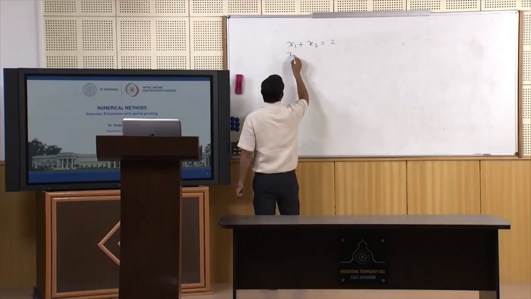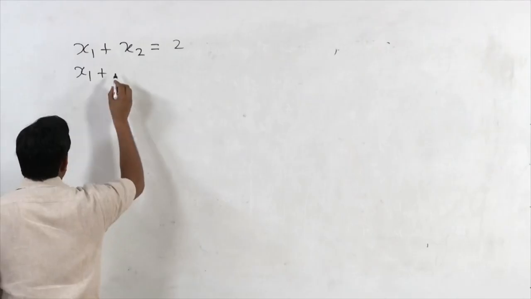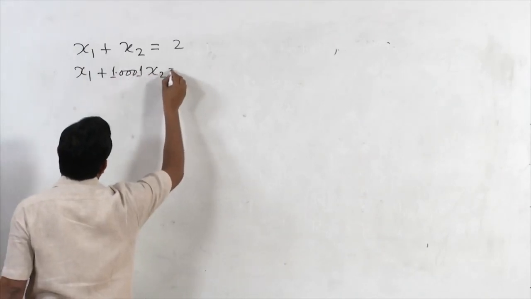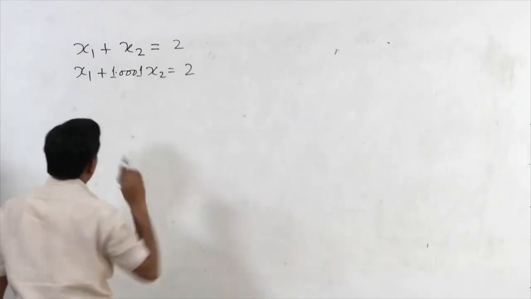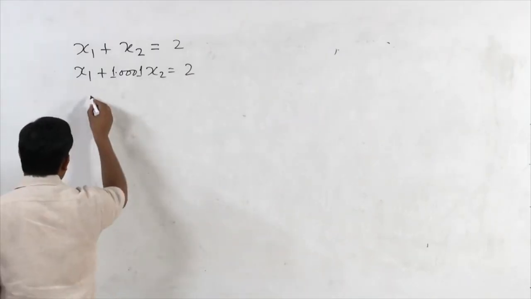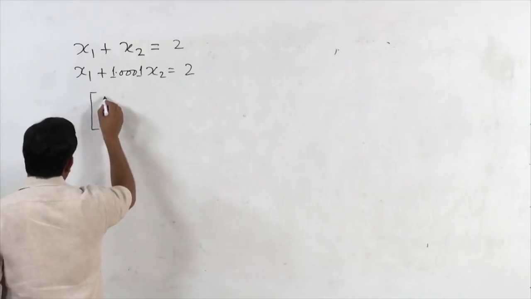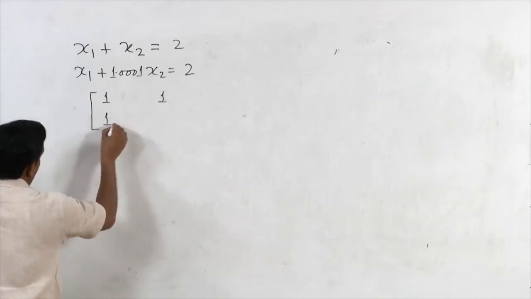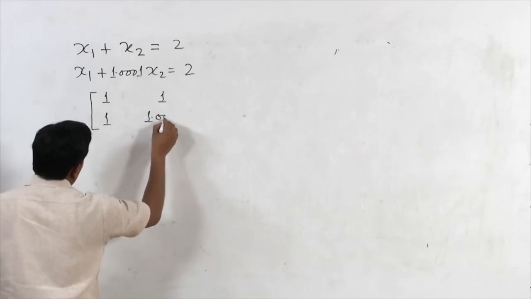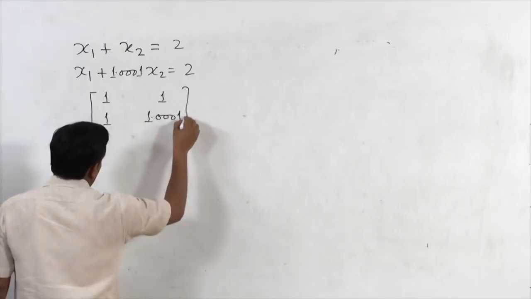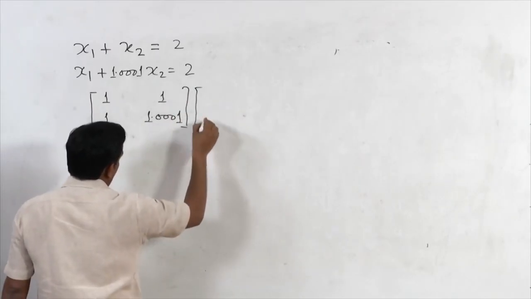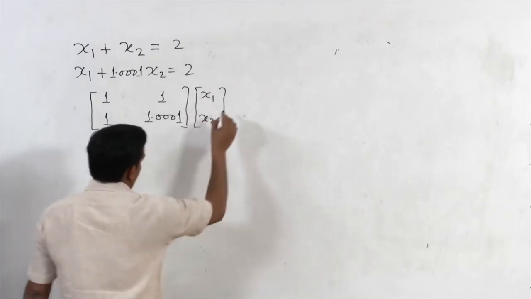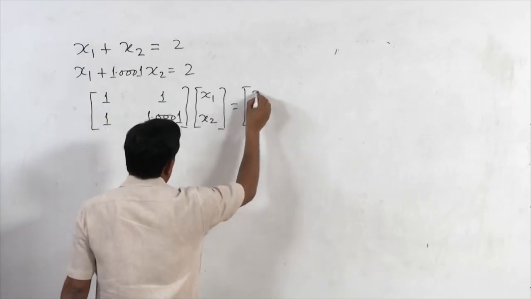And the second equation is x1 plus 1.001 x2 equals 2. So, here in the matrix form, I can write the coefficient matrix as [1, 1; 1, 1.001] into the unknown vector, that is x1 and x2, and the right hand side vector is [2, 2].